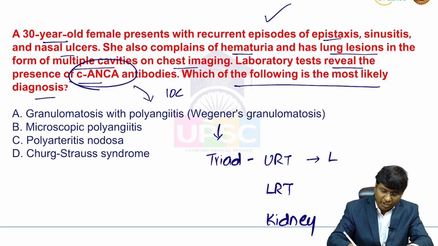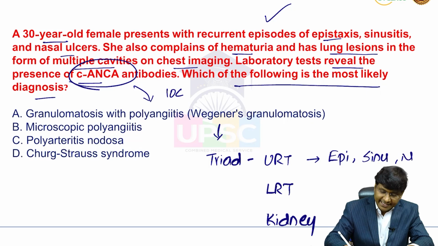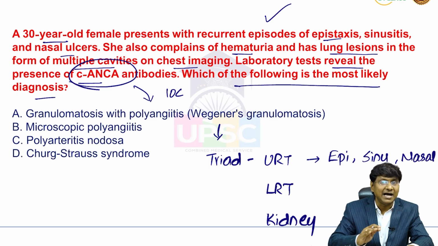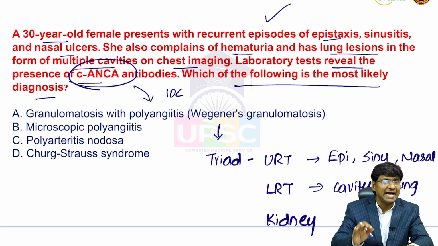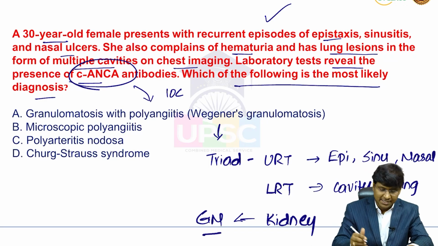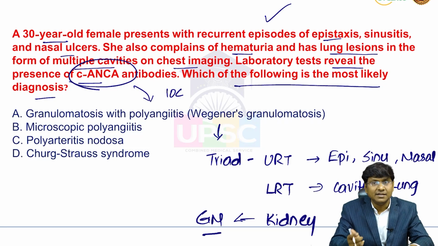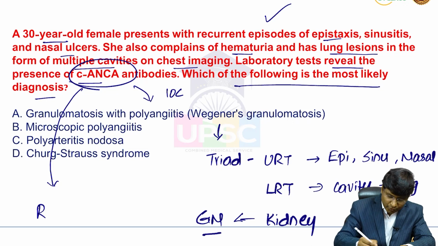In the upper respiratory tract involvement, you will have manifestations in the form of epistaxis. There can also be development of sinusitis. There will also be nasal as well as tracheal ulceration. That will be upper respiratory tract involvement. Lower respiratory tract involvement will be in the form of cavity formation within the lung, so there will be cavitary lung lesions. And the kidney involvement will be in the form of hematuria, due to glomerulonephritis. And the antibody will be c-ANCA. Please remember, c-ANCA is the antibody directed against proteinase 3.